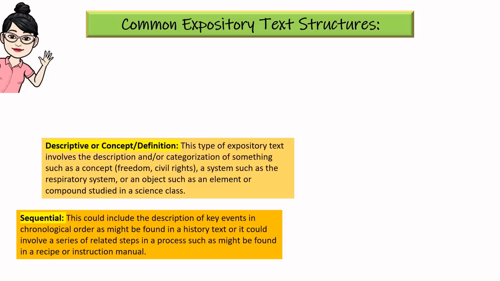Descriptive or concept or definition. This type of expository text involves the description and or categorization of something such as a concept like freedom or civil rights, a system such as the respiratory system, or an object such as an element or compound studied in a science class.